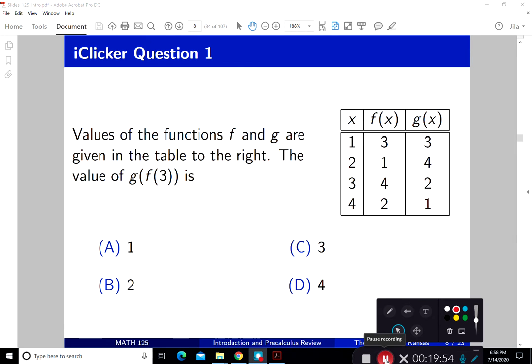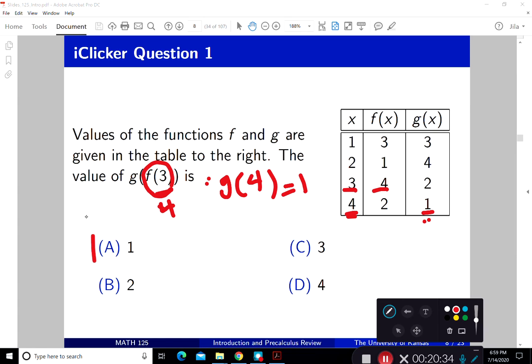Okay, and the answer. How do I find g of f of 3? First, I have to find the value of f of 3, because that's the inside. Putting 3 in for x, f of 3 is equal to 4. Then I have to calculate g of 4. With x equal to 4, g of 4 is equal to 1. And so that's the answer.